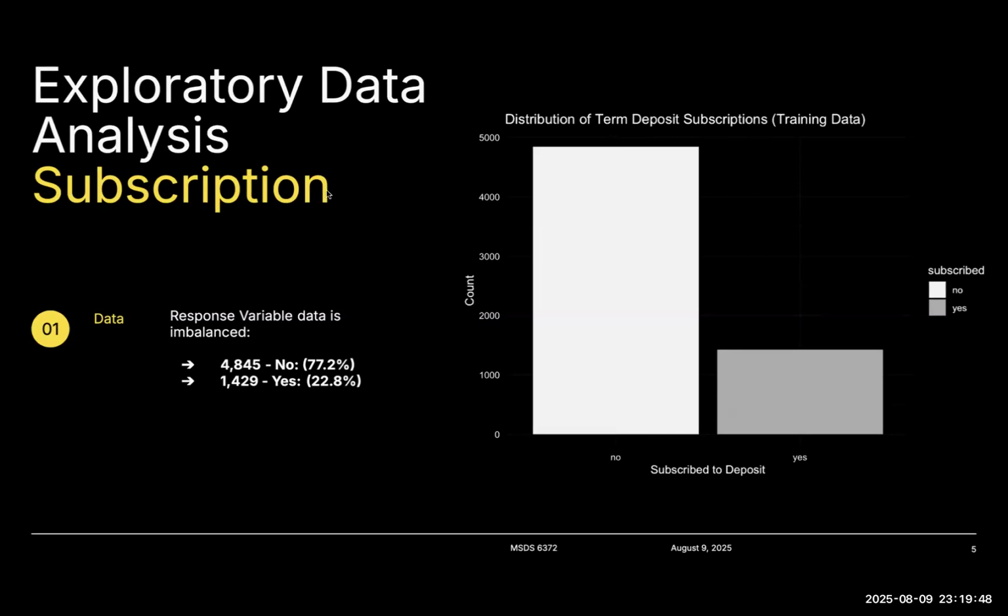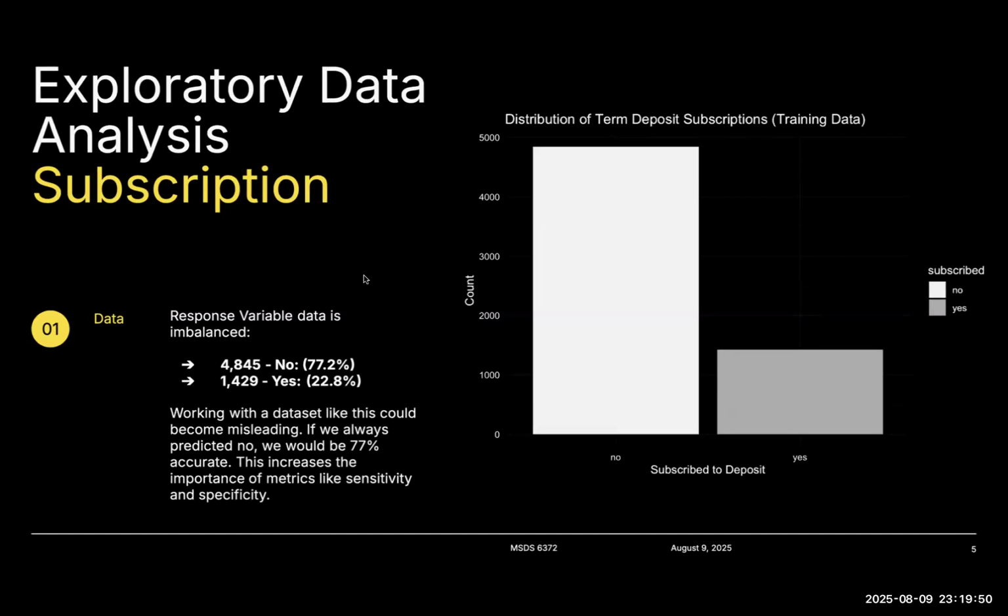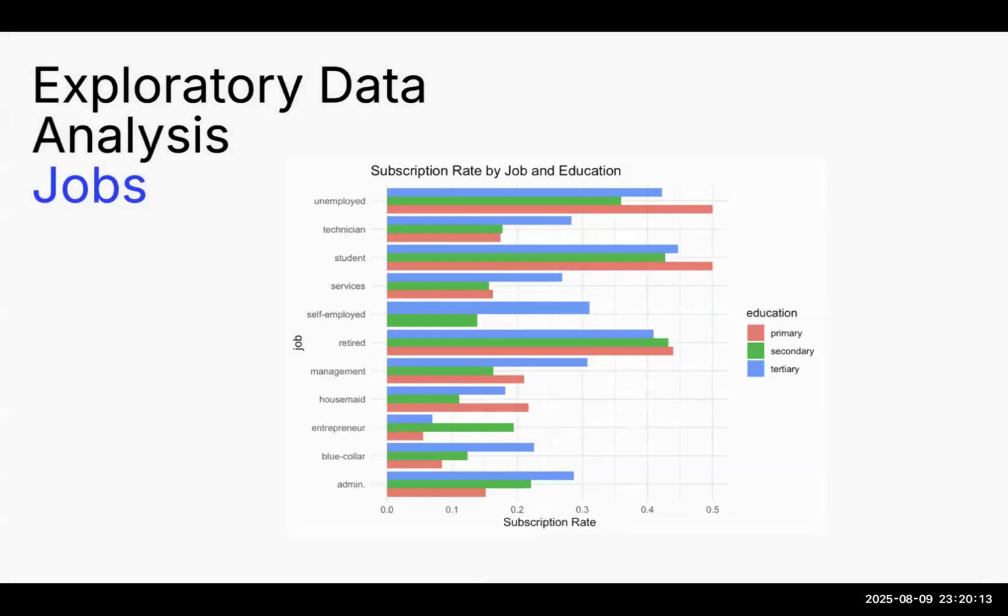This imbalance is really significant because if we were going to build a lazy model that only predicted no every single time, that would be 77% accurate. And that's a high accuracy figure, but it would be really misleading. So we can't just rely on accuracy. We're going to need to focus on more nuanced metrics like sensitivity, specificity, and we'll talk about that more later, but we want to really understand our model's performance. And with a data set like this, just relying on accuracy would be misleading.